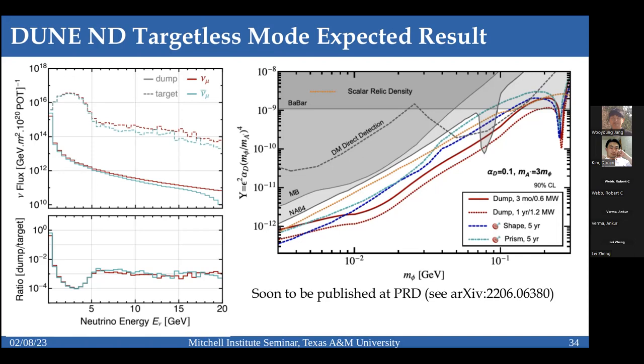If you take the ratio of these two scenarios, you will get this ratio plot. You can see that a background reduction effect of up to 10 to the minus 4 is expected. This shows the estimated sensitivity reach of the dump mode. This solid red line is just 3 months of operation with 0.6 megawatt, which is half of the design beam power. And 1 year of dump mode is like this. You can compare this with the ordinary target mode operation.